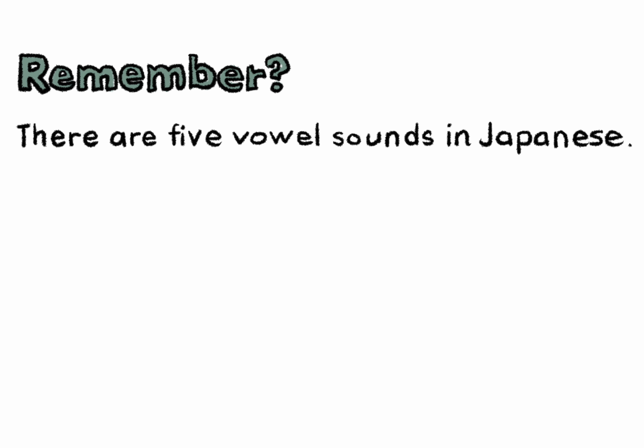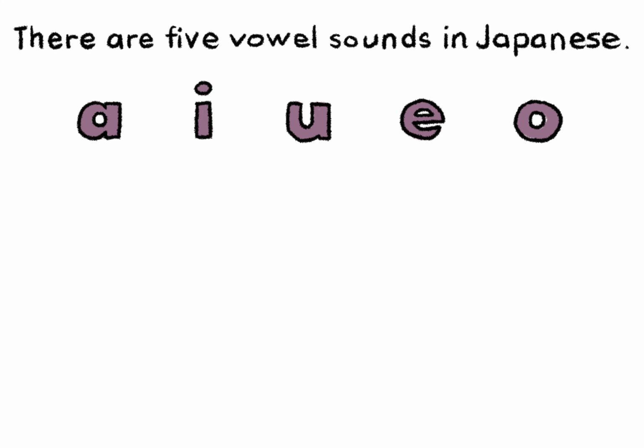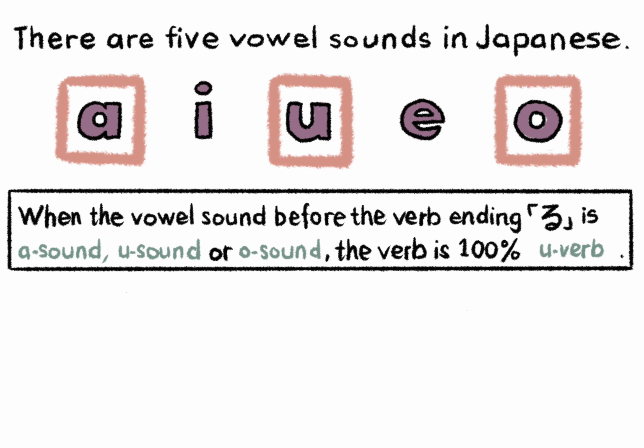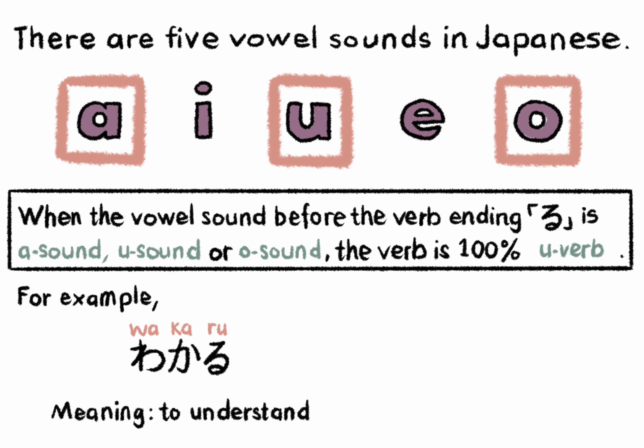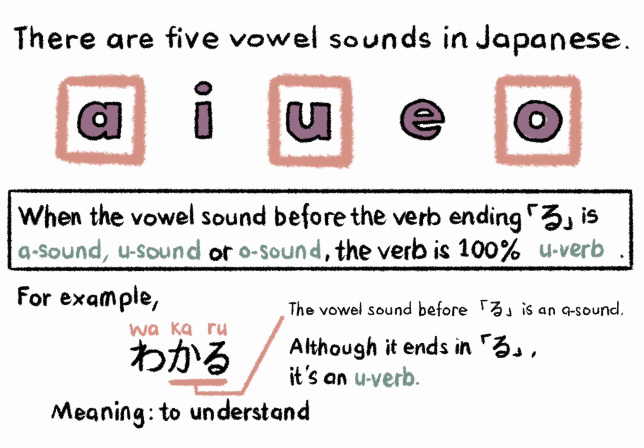Remember, there are 5 vowel sounds in Japanese: a, i, u, e, o. When the vowel sound before a verb ending ru is an a sound, u sound, or o sound, it's 100% u verb. For example, wakaru. The vowel sound before ru is an a sound, ka. Although it ends in ru, it's an u verb.